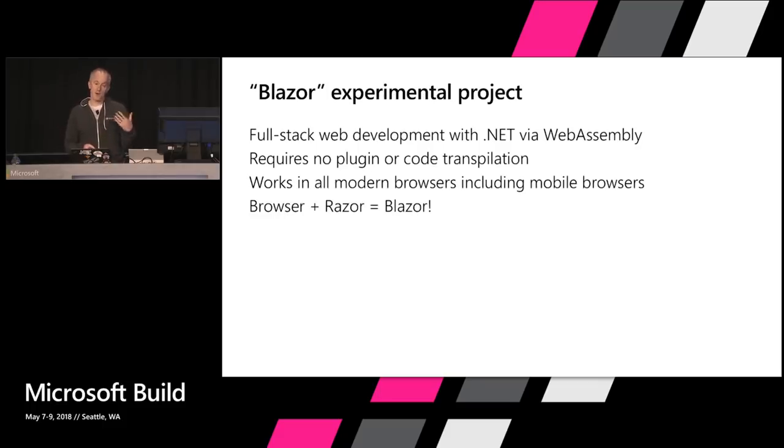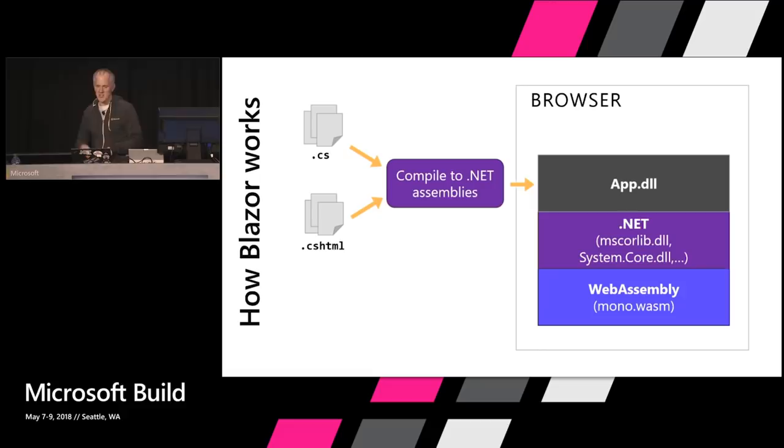Well, the way you define components in Blazor is using the Razor syntax, using CSS/HTML files. So browser plus Razor is Blazor. Don't ask me where the L came from. Laser beams, I think? I don't know. Like, you decide where that comes from. This is how it works.